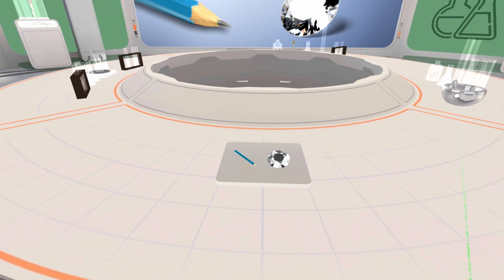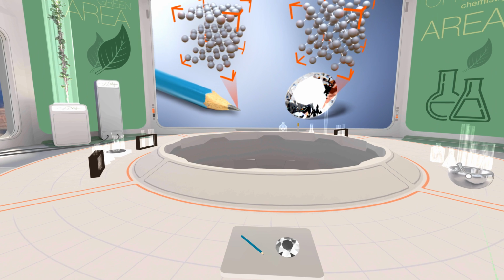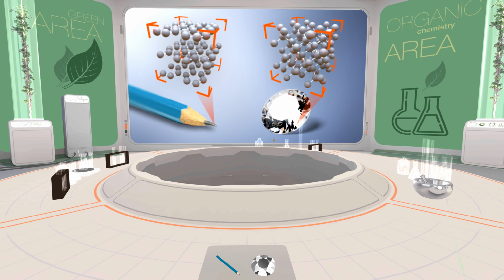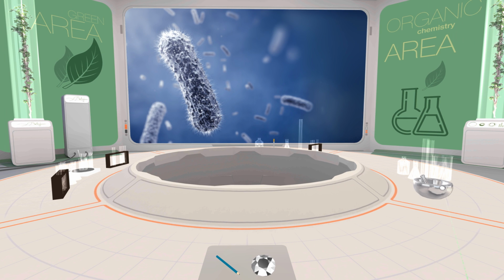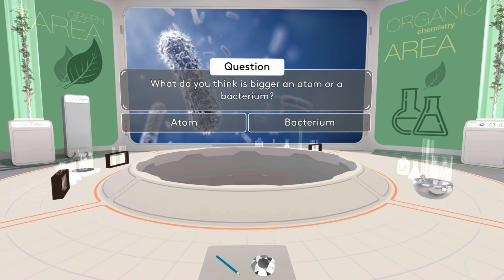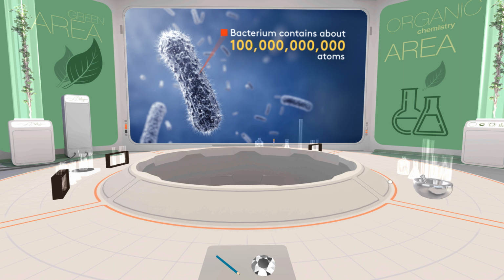You have seen that both diamond and graphite are built of the same atoms, but they have very different properties because of their atomic structure. Try to recall how small the atoms are. What do you think is bigger, an atom or a bacterium? A bacterium is much, much bigger than an atom.